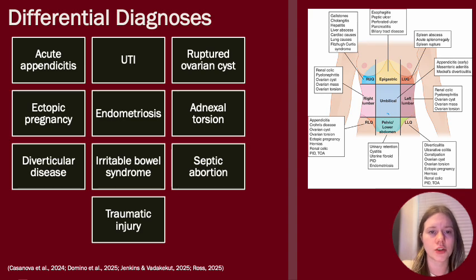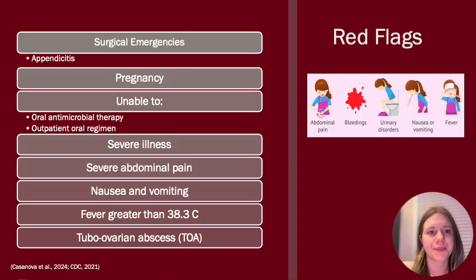Next down the list is endometriosis and adnexal torsion, and torsions often do present with sudden severe unilateral pain, so once again ask about pain symptoms. Next is diverticular disease, irritable bowel syndrome, septic abortion, and traumatic injury. And once again, references to the bottom left: Casanova, Domino, Jenkin and Vedeket, and Ross.